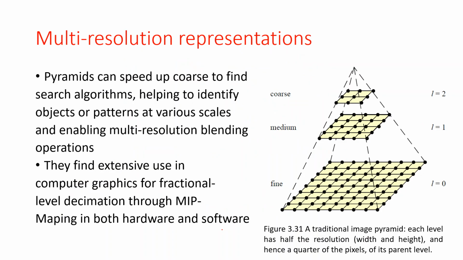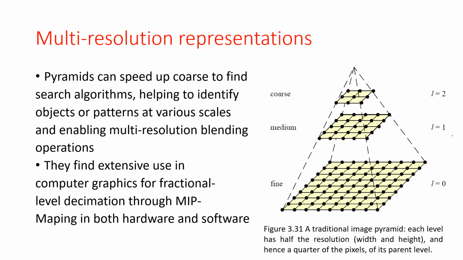So multi-resolution representation means the normal pyramid can speed up the coarse to fine search algorithms, help to identify objects and patterns at various scales, and enable multi-resolution blending operations. So they find extensive use in computer graphics for fractional level decimation through MIP mapping in both hardware as well as software.